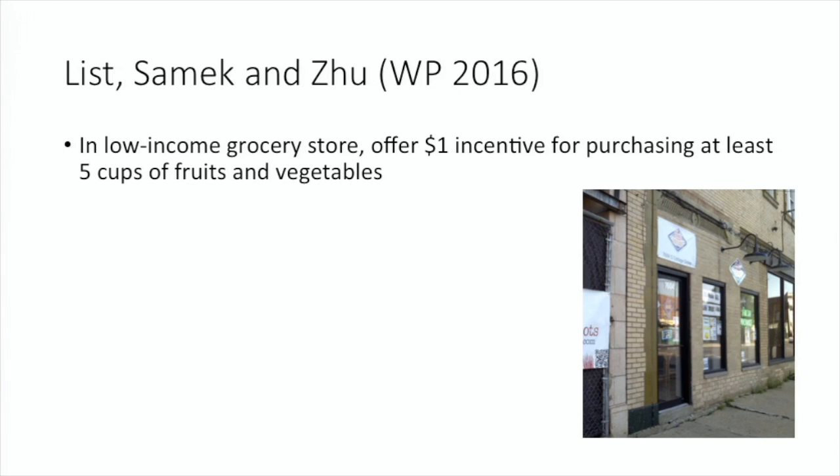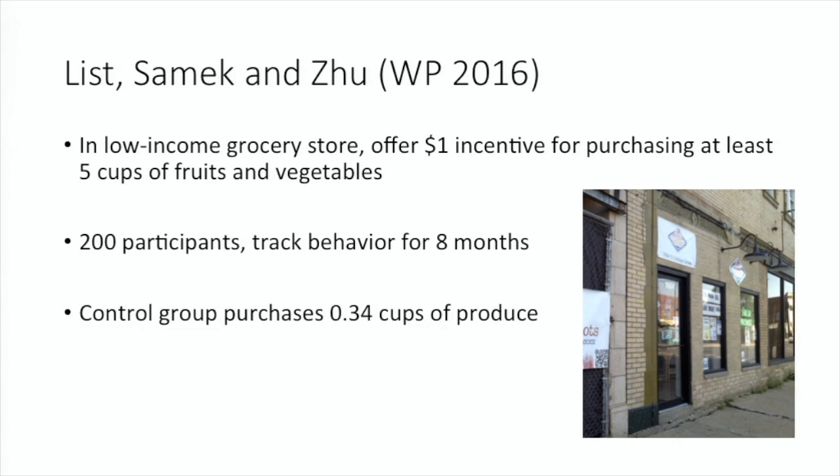In addition, we have another project with John List and also Terry Zhu in a small format grocery store in a low-income area of Chicago. We try out incentives with adults, and here we are giving a $1 incentive for purchasing at least 5 cups of fruits and vegetables. At baseline, we have about 200 participants, and we track their behavior for 8 months. The control group on each shopping trip is purchasing only about 0.3 cups of produce, so not very much at all. Once we give them an incentive, it goes up to about 1.6 to 2.2 cups of produce. So there again, we see these incentives having very big effects.